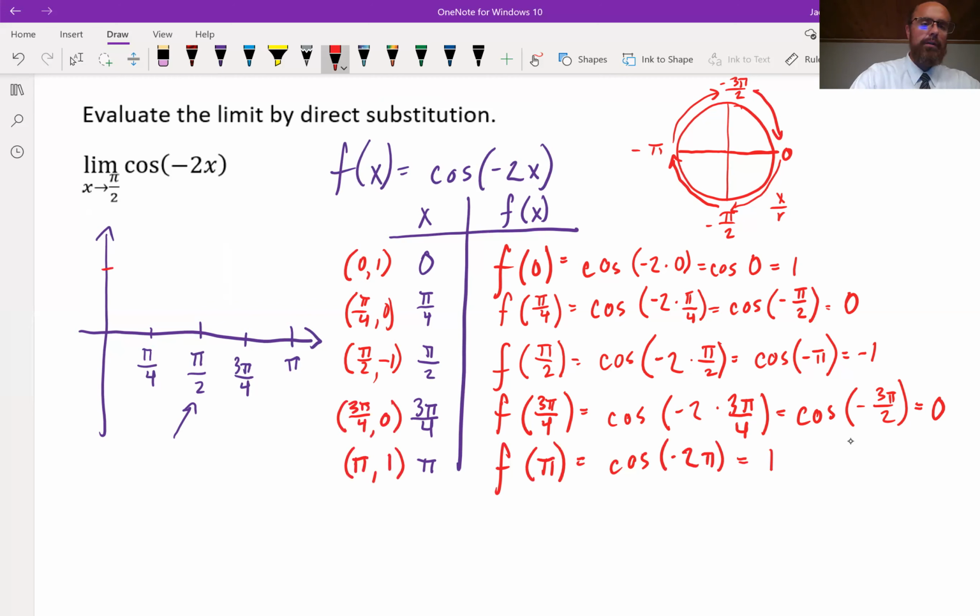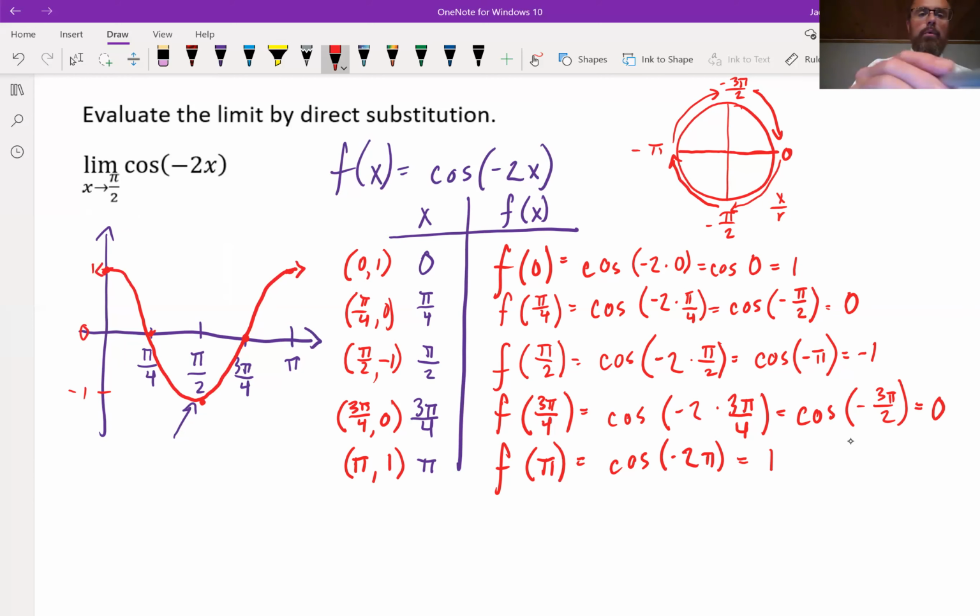So there's 1, there's negative 1, and there's 0. We start up here at 1, go to 0 at pi over 4, to negative 1 at pi over 2, to 0 at 3 pi over 4, and to 1 at pi. So we'll fill in that framework with our cosine curve. And remember, the cosine curve is infinite in the x direction. It just keeps going like a wave.